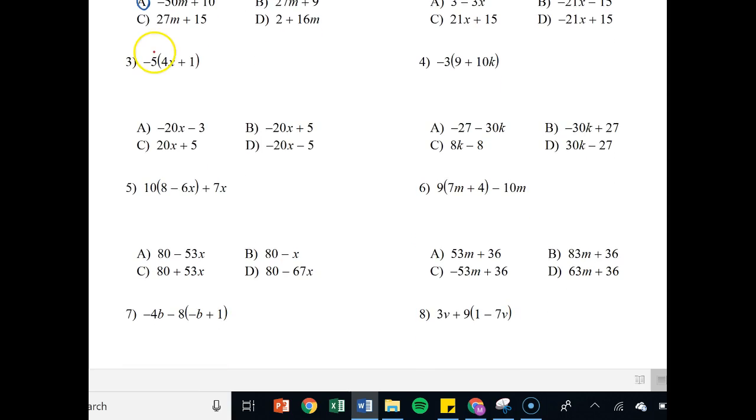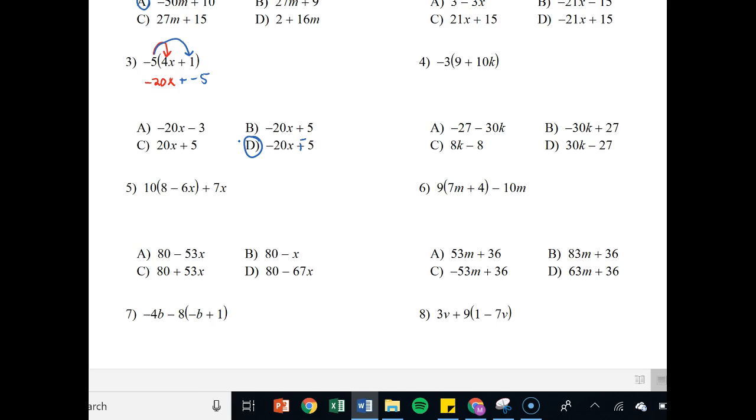Number 3, negative 5 times 4x, that is a negative 20x. And then a negative 5 times a positive 1, that's going to be plus negative 5. Some of you are like, wait, I don't see that there. Yes, we do. It's right here, plus a negative. So our answer is D.